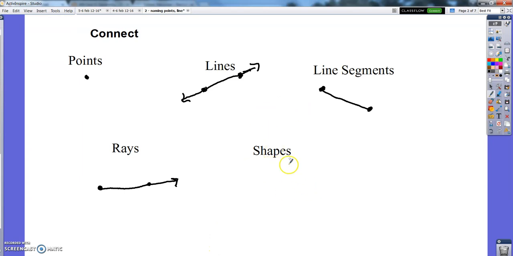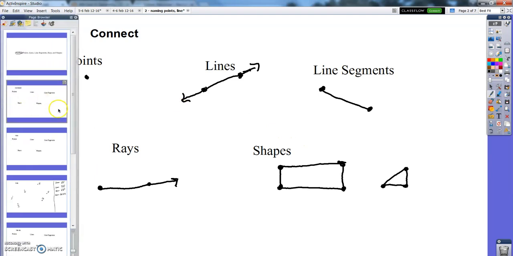And then shapes. The only little thing I added about shapes yesterday is, if I draw, say, a rectangle, to start thinking of that as having a point at each vertex, and being made of four points and four line segments, rather than just four sides. Or a triangle having three line segments and three points. So that's kind of what we added yesterday. So let's move on to naming those things today.